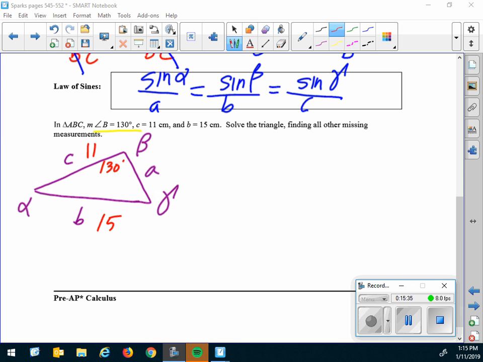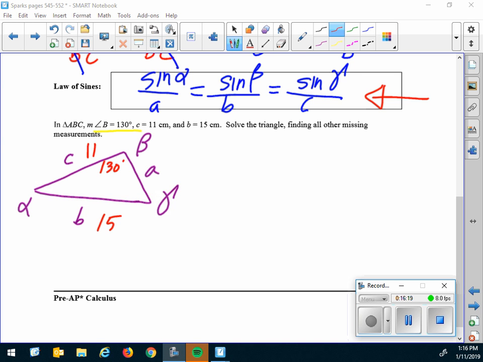Now, I cannot use trig ratios because I don't have a right triangle. I can, however, use law of sines. Now, one of these three fractions right here, I have to use. What I'm going to use is two of them. Maybe I have sine alpha over A equals sine beta over B. Maybe I have sine beta over B equals sine gamma over C. Or maybe I have sine alpha over A equals sine gamma over C. One of those in this case I have to use. Can you think about that for a few seconds and see which one of those you think you have to use?